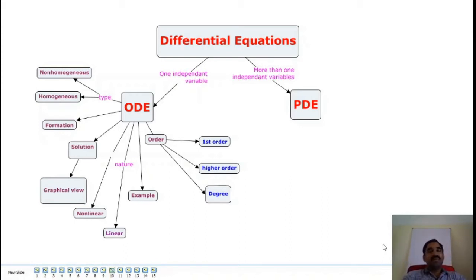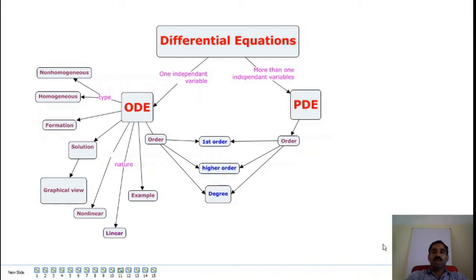And another one parameter family of curves is concentric circles having different radius. x square plus y square is equal to a square, and we can represent that concentric circles by the differential equation y dash plus x equal to 0.